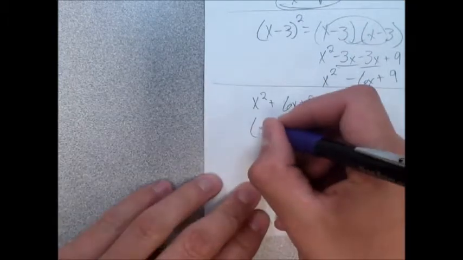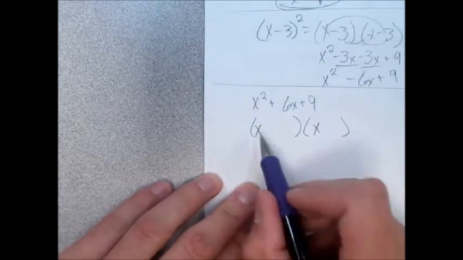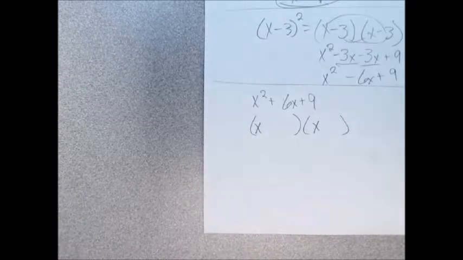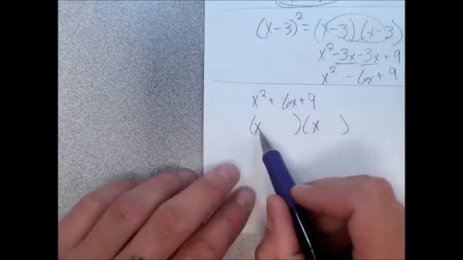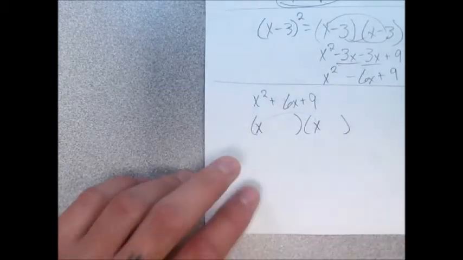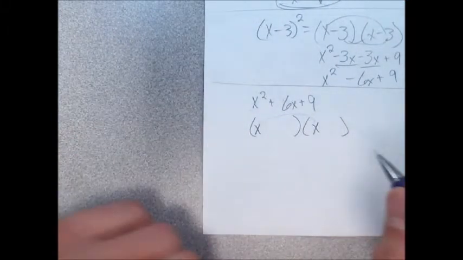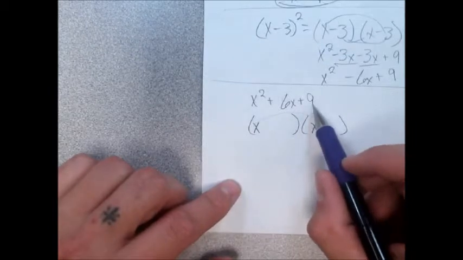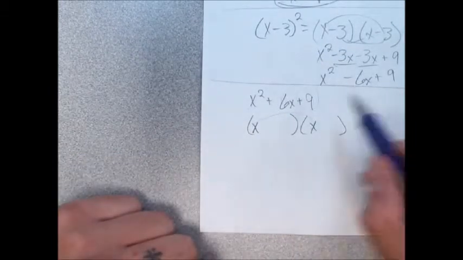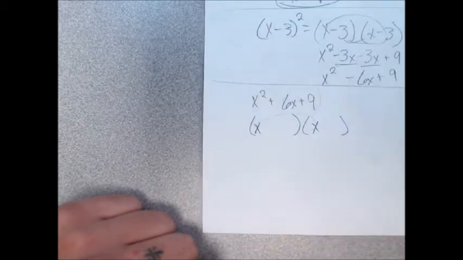X and x, right? So I'm putting the factors of x squared up front. The first times the first is the first. So watch. First times the first is the first. Boom, there it is. Now I know that the last times the last is going to be the last. So I need to figure out what factors of 9 will give me 6 in the middle, right?